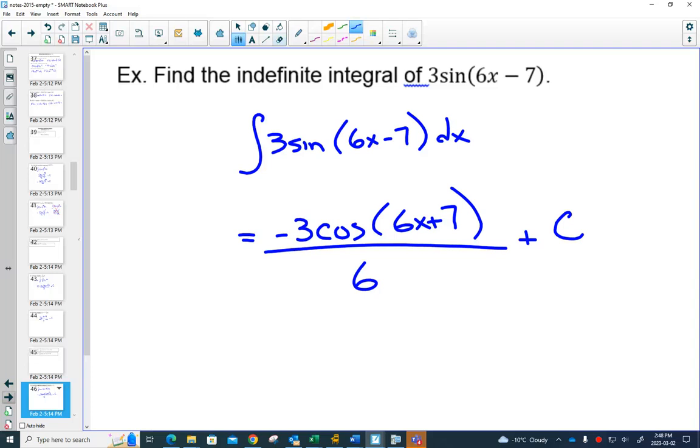No. I was so proud that I didn't screw up the negative sign. I should say minus. Yeah, I was supposed to do minus.